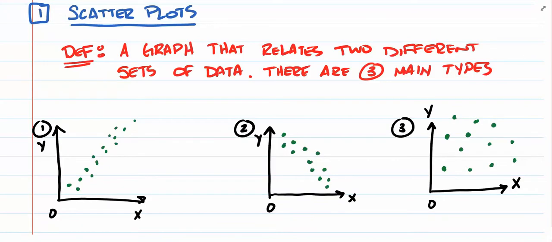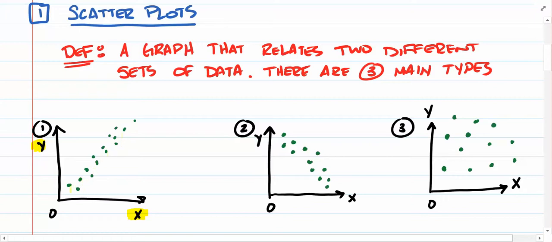Box number 1 is the idea of what scatter plots are. The definition that we're going to use and stick to is a graph that relates two different sets of data. And there are three main types. So take a look at graph number 1 here. I am relating x with y, and the scatter plot is the ordered pairs sets of data.